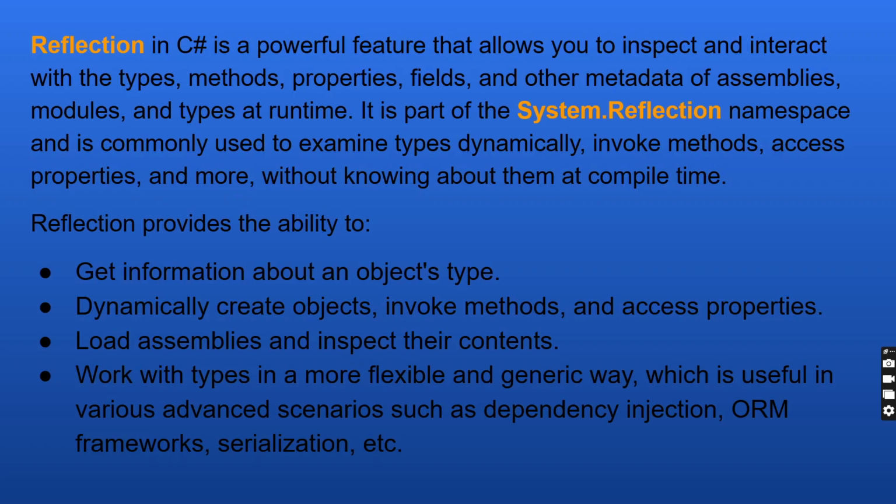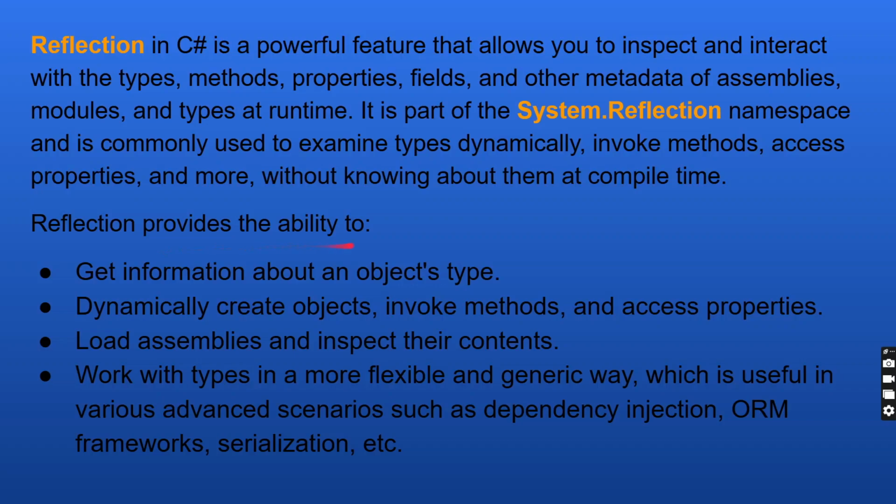Reflection in C Sharp is a powerful feature that allows you to inspect and interact with the types, methods, properties, fields and other metadata of assemblies, modules and types at runtime. It is a part of the System.Reflection namespace and is commonly used to examine types dynamically, invoke methods, access properties and more without knowing about them at compile time.